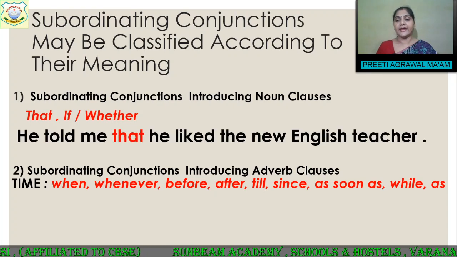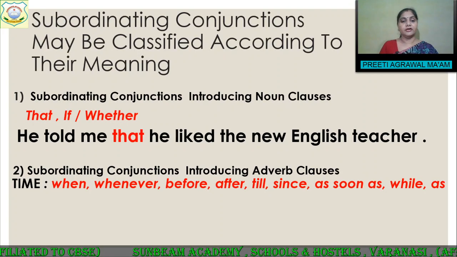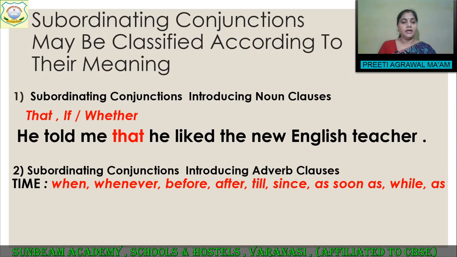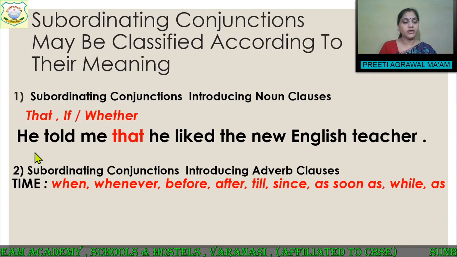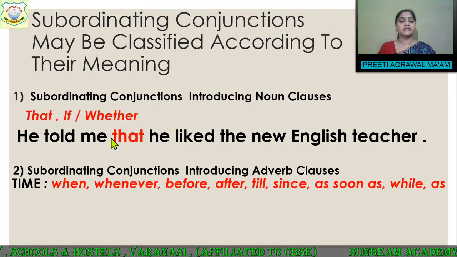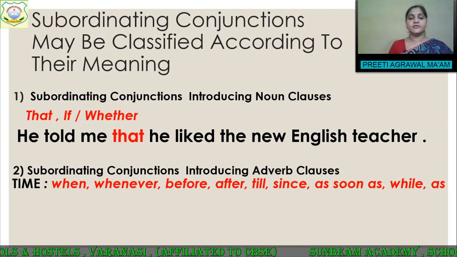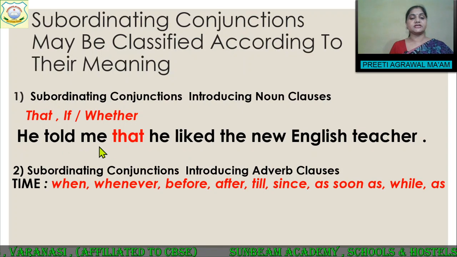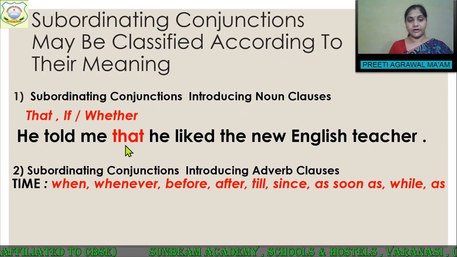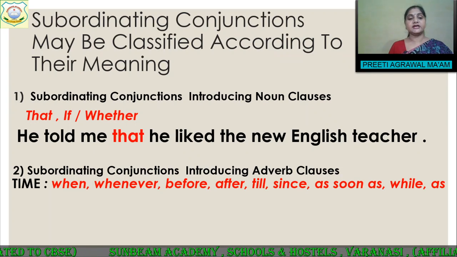He told me that he liked the new English teacher. Here, that is your conjunction, and this is a subordinating conjunction. Okay, "he told me" gives you full meaning, but "that he liked the new English teacher" gives you incomplete sense, incomplete meaning. It means this part depends on the first part to clear its meaning. And that's why it is a subordinating conjunction. So here I have used that.